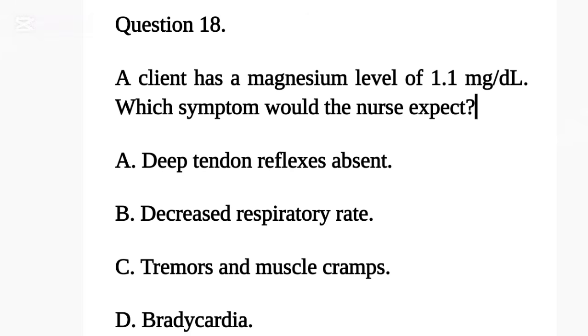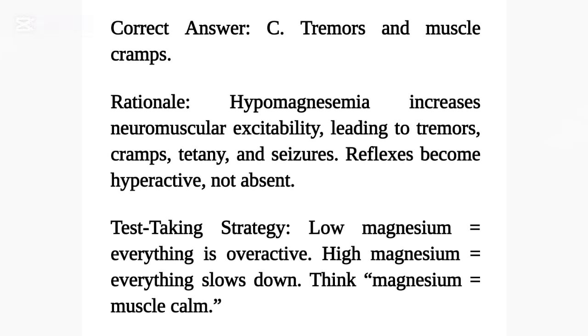Question 18. A client has a magnesium level of 1.1 milligrams per deciliter. Which symptom would the nurse expect? A. Deep tendon reflexes absent. B. Decreased respiratory rate. C. Tremors and muscle cramps. D. Bradycardia. Correct answer, C. Tremors and muscle cramps.